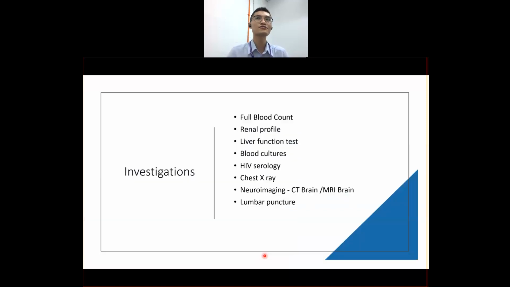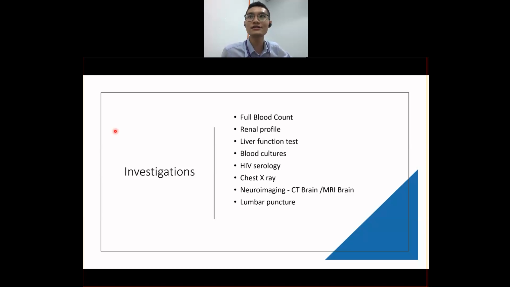So what are the investigations that we usually do? Of course we send off the usual blood investigations. We can send off the full blood count to look at the white cell count in the blood. If the white cell count is very highly elevated, then it suggests an ongoing inflammatory response or infection process. Patients can also have organ involvement, for example, renal impairment, liver function derangement. That's why we usually send them off.